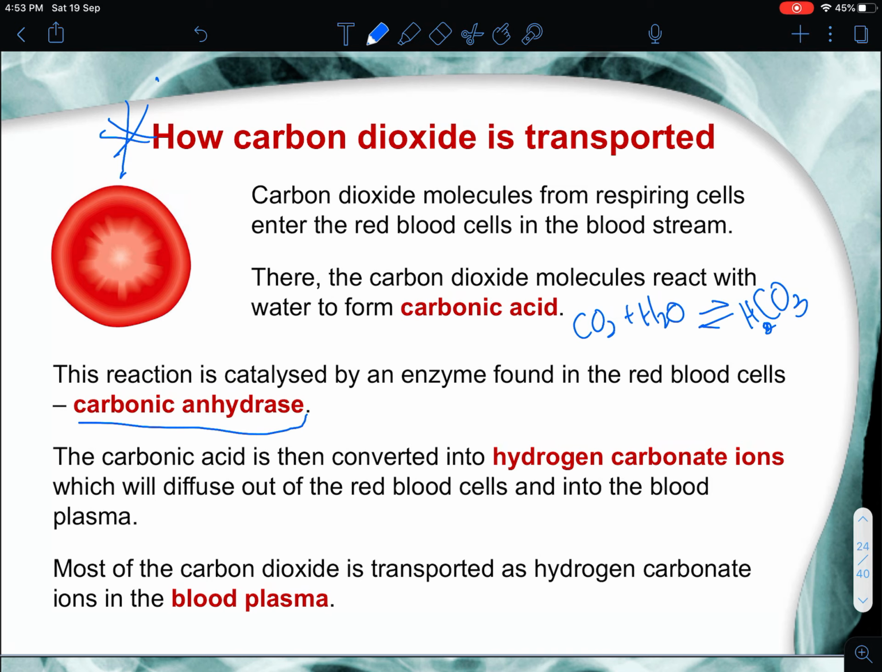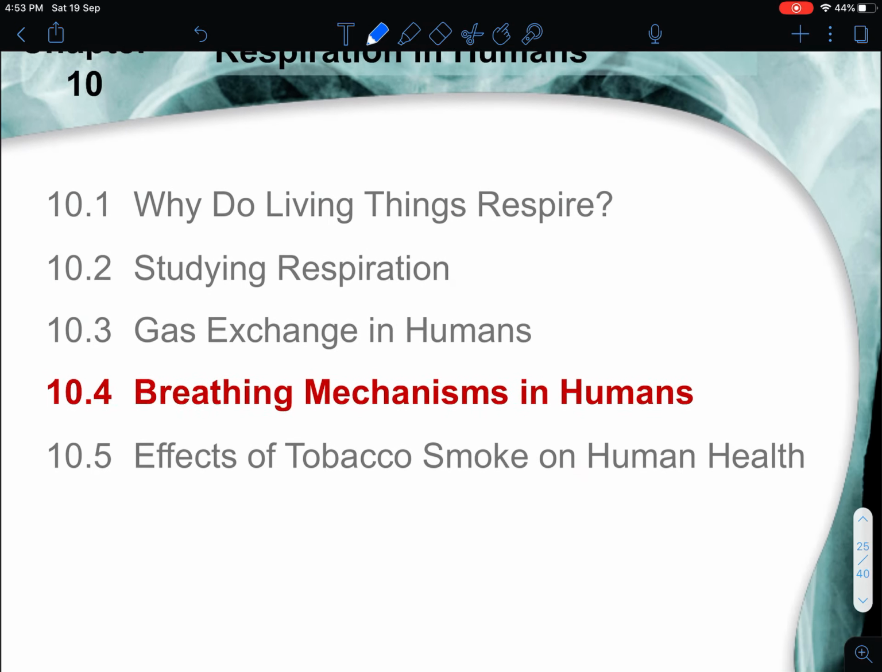Now this carbonic acid, because it tends to be not that stable, can be converted into hydrogen carbonate ions, or mainly H plus ions, and then they will diffuse out of the red blood cells and into the blood plasma. Your blood will then be transporting all these to the rest of the body. Most of the carbon dioxide is transported as hydrogen carbonate ions in the blood plasma and not the red blood cell, because the red blood cell would want to occupy more oxygen molecules.